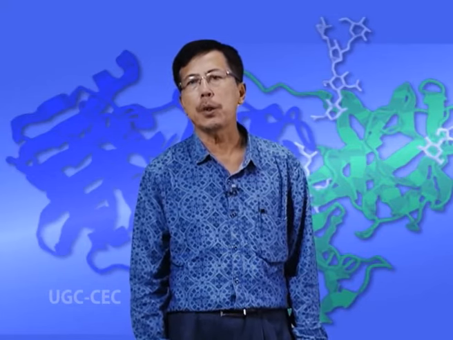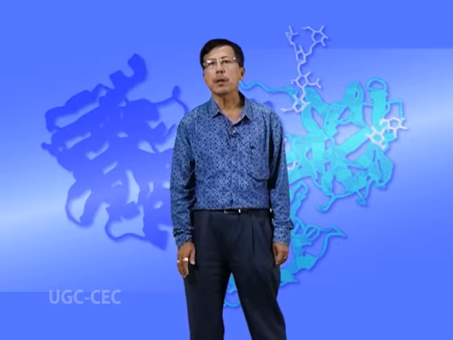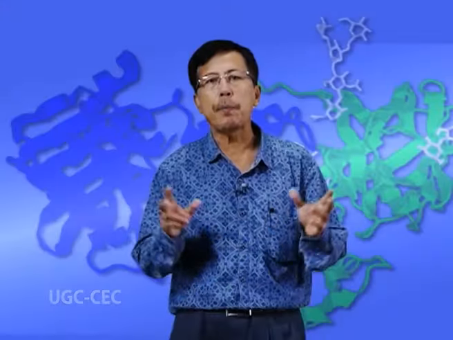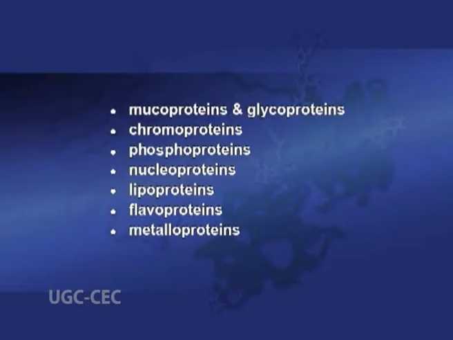The second type of proteins based on chemical composition are conjugated proteins. They are also known as heteroproteins. Upon hydrolysis, they yield amino acids as well as non-protein components called prosthetic groups. These prosthetic groups could be metal ions, phosphate groups, or they could be pigments, lipids, nucleic acids, and flavins. They may be subclassified into mucoproteins and glycoproteins, chromoproteins, phosphoproteins, nucleoproteins, lipoproteins, flavoproteins, and metalloproteins.